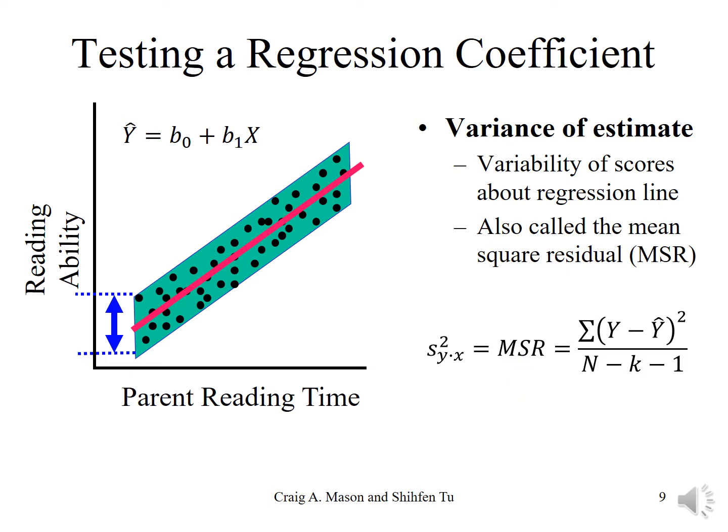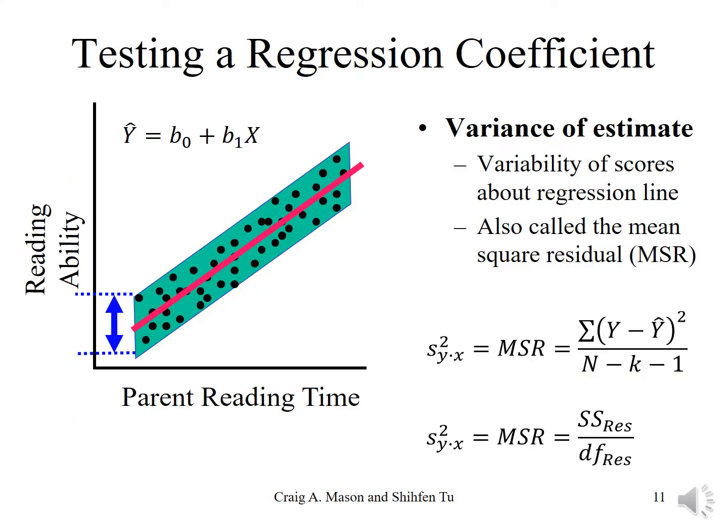Now, why call it the mean squared residual? Well, because it's kind of the mean squared residual. It's equal to the sum of our observed minus predicted score squared, y minus y hat squared, divided by n minus k minus 1.